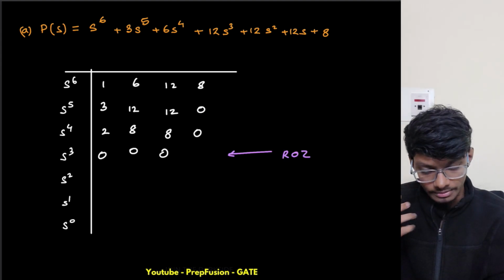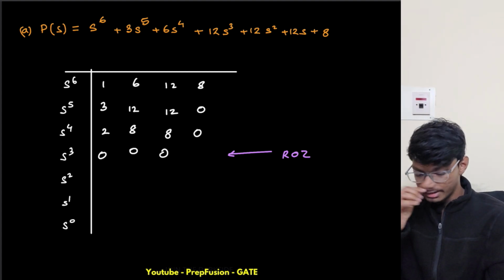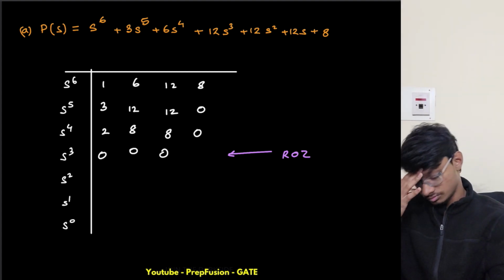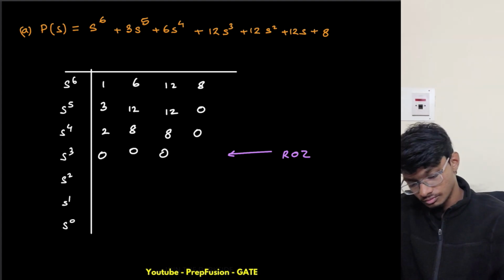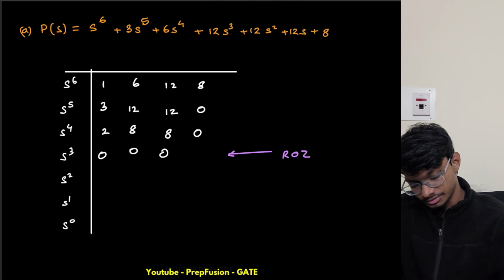So now what will happen? I will write another row, or I will delete this row. I have to form an auxiliary equation. So, form an auxiliary equation.